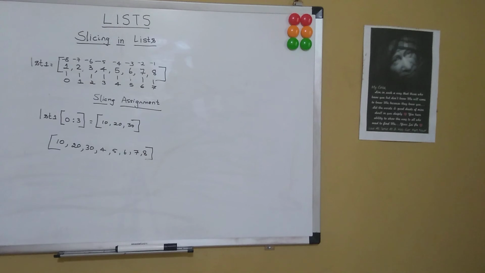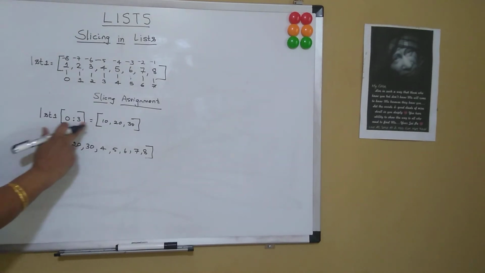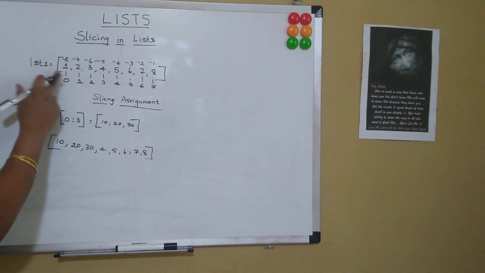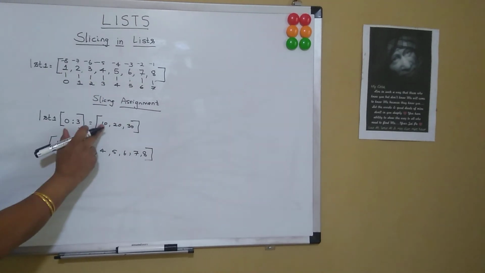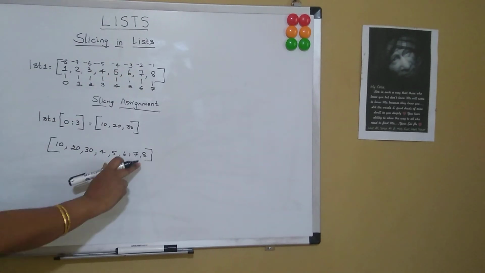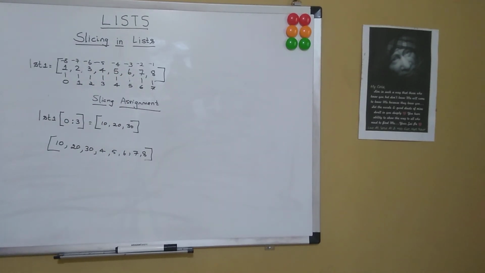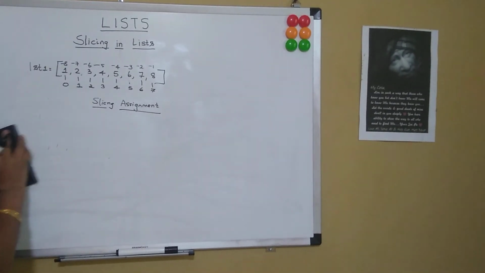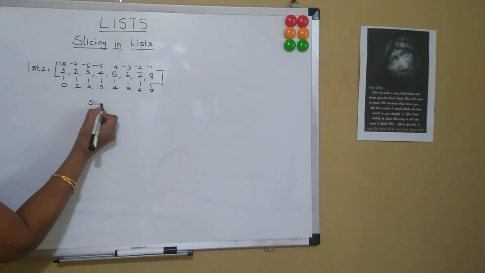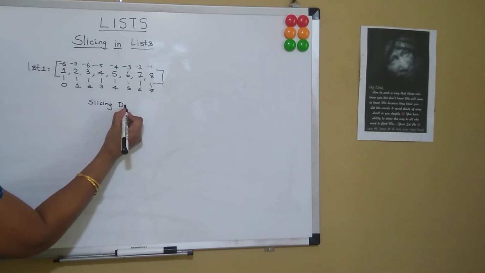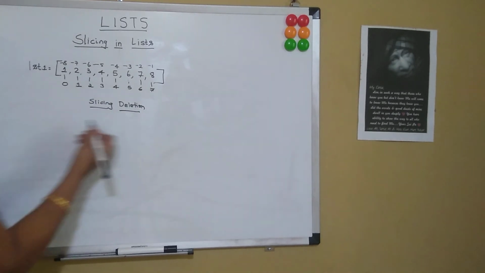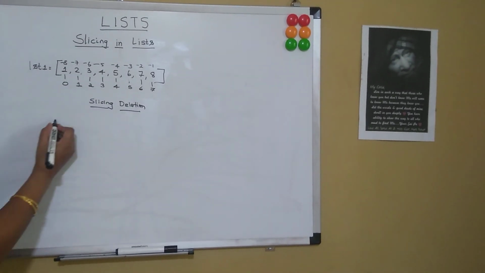Since lists are mutable, we can change the contents of the list at any particular time by replacing it with some other items. So instead of 1, 2 and 3, 10, 20, 30 has been replaced and the remaining items will be printed as it is. And now slicing deletion. If we want to delete a range of items, we can use the slicing deletion.